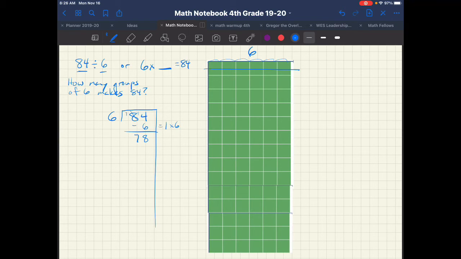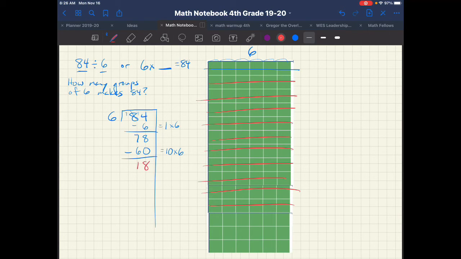Now, an easy multiplication problem is 6 times 10, right? So what if we did 10 groups of 6? 10 groups of 6 would be 60. 10 groups of 6, that'd be 1, 2, 3, 4, 5, 6, 7, 8, 9. 10 of those groups of 6 is gone. And what do we have left?